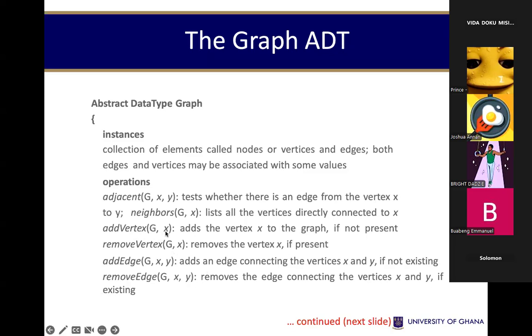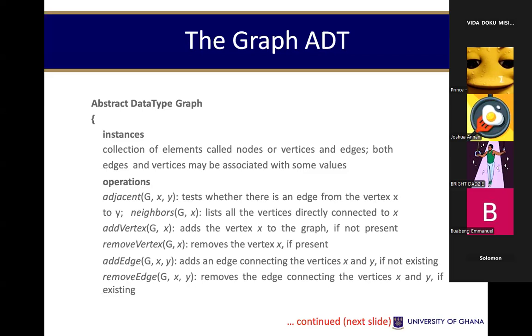Then we can also have what we call add vertex. So we're going to add X to the graph. So add the vertex X or the node X to the graph. If it's not present, then you have to add it. But once it's present, we don't need to add it again. Once it is present, it will prompt you that that particular node X is already in the scene, so don't add it. Then we can also look at what we call remove vertex X. If add is adding on, remove is to delete.